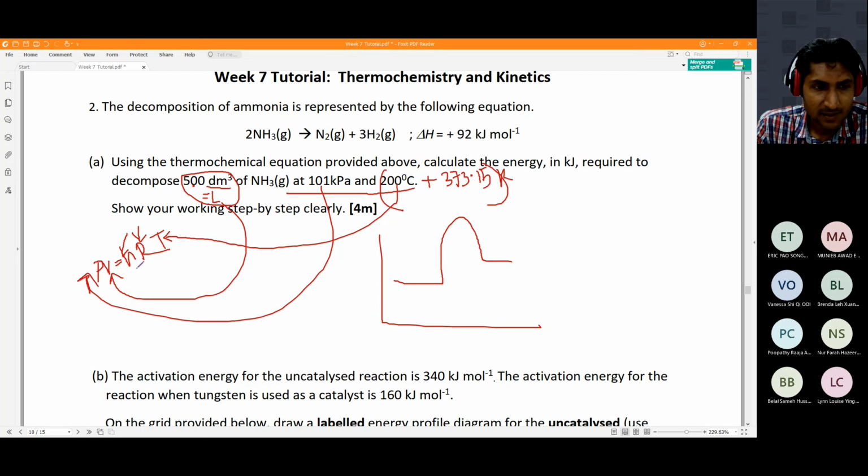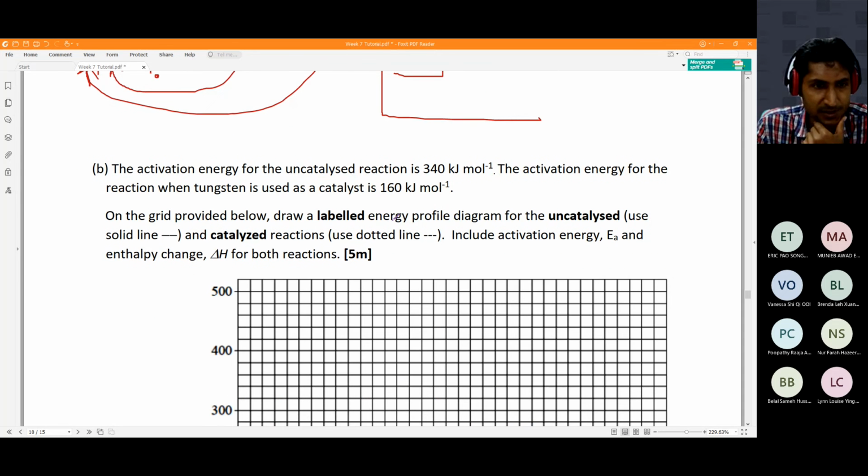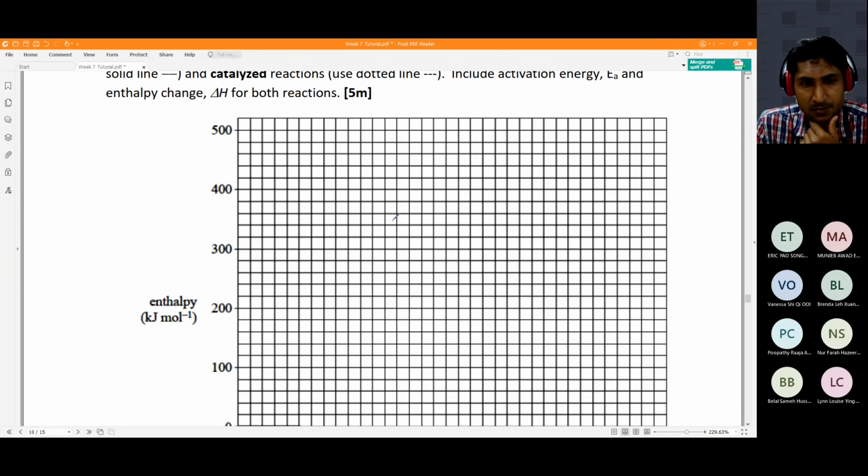And from there we'll find the number of moles, n, and then we just multiply with 92. But only one condition, that this 92 kilojoule per mole is for 2 moles, right? So every 2 moles will need 92 kilojoules of energy. So n is how many moles will be produced and how much energy will be required to break it down.